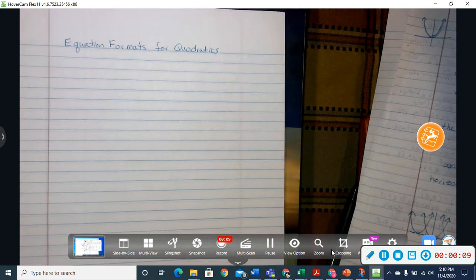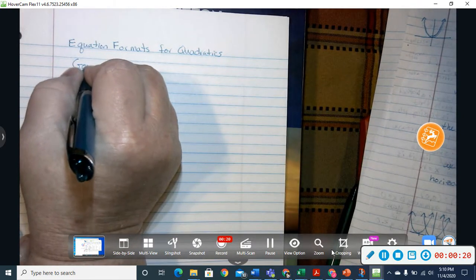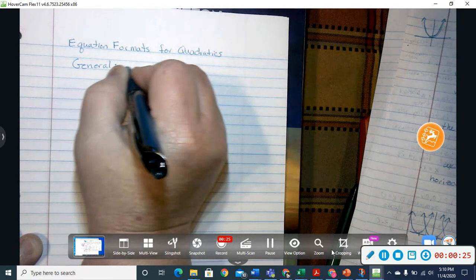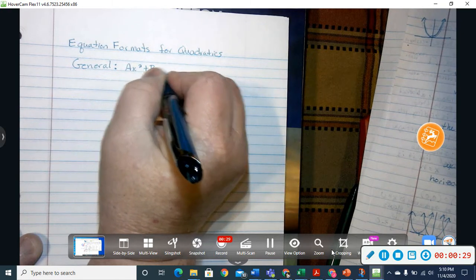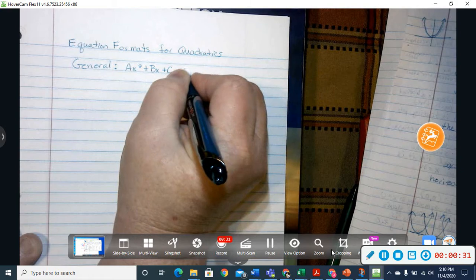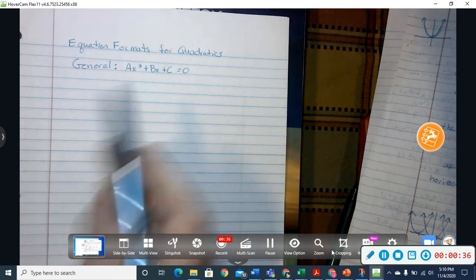The second component of our quadratics is looking at equation formats. The three general formats that you should know for quadratics are the general form of an equation, ax squared plus bx plus c equals 0, where each of those letters, a, b, and c, represents a coefficient for a value in the equation.